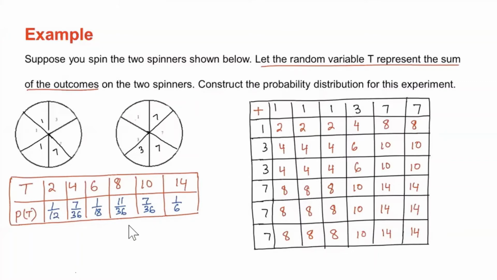So this is the probability distribution that we obtain for the random variable t, which is the sum of the numbers we obtain when we spin these two spinners. That is the end of this video.